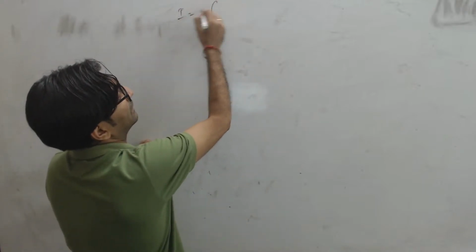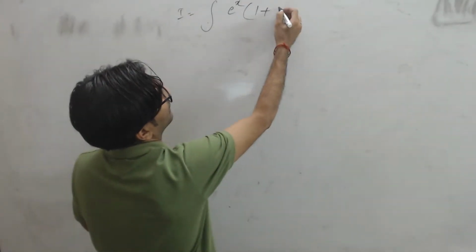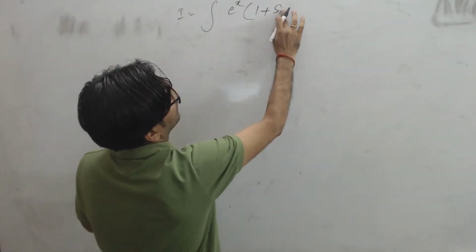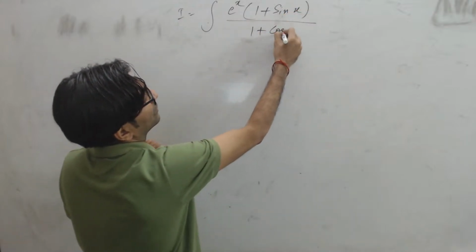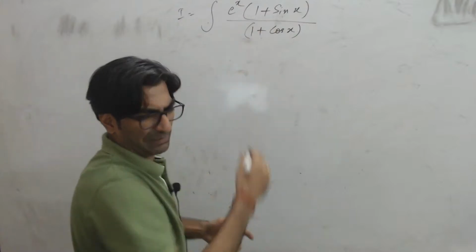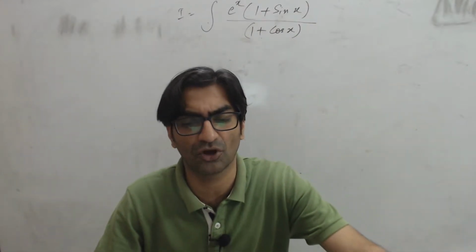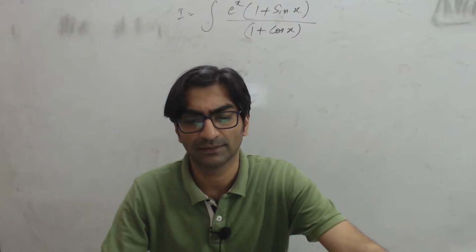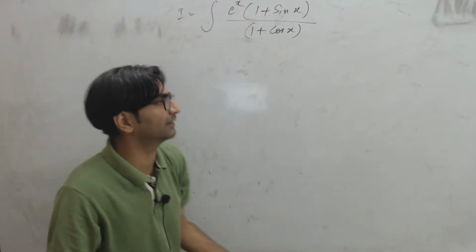Next one is integral of e power x into 1 plus sine x divided by 1 plus cos x, right? And you see 1 plus cos x dikhta hai, there is an easy expression which must come to your mind. Okay, both of you agree on the answer. Should be right. Let's see.